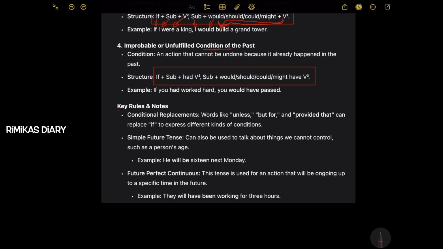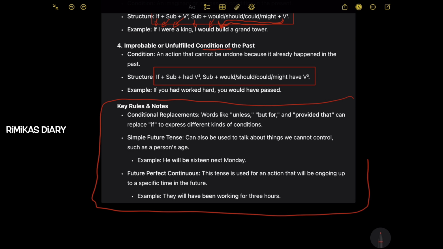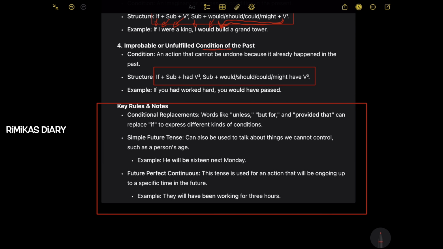So next, key rules and notes. Write it down in your notebook. So there are 3 important points. Conditional replacements: words like unless, but for, and provided that can replace if to express different kinds of conditions.